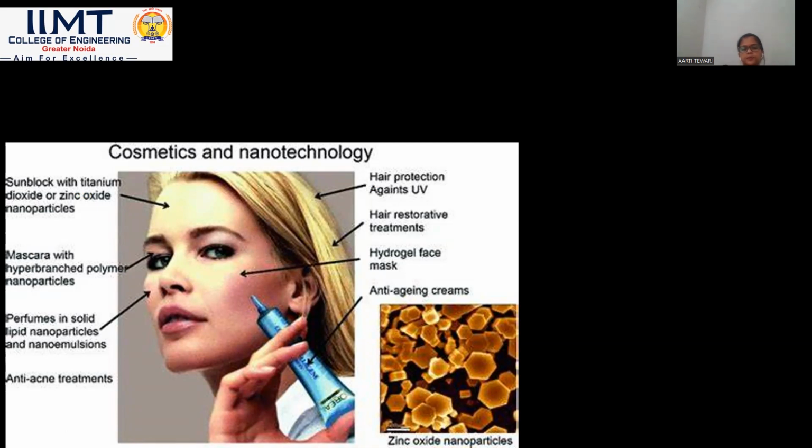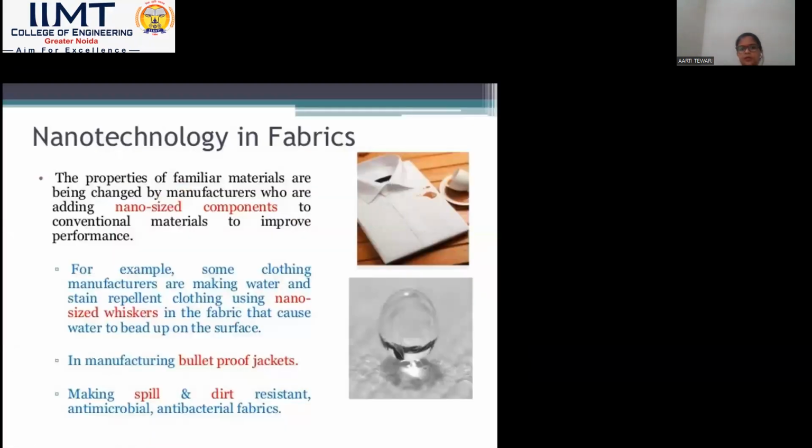You have anti-acne treatment using nanotechnology. You're protecting your hair against ultraviolet rays. You're using hair restorative treatments. You're using a hydrogel face mask, and you use anti-aging creams. Okay, in all those things you have nanoparticles. So you're actually using all those properties of nanoparticles for cosmetic uses, for defense uses, for electronics, and all sorts of areas.